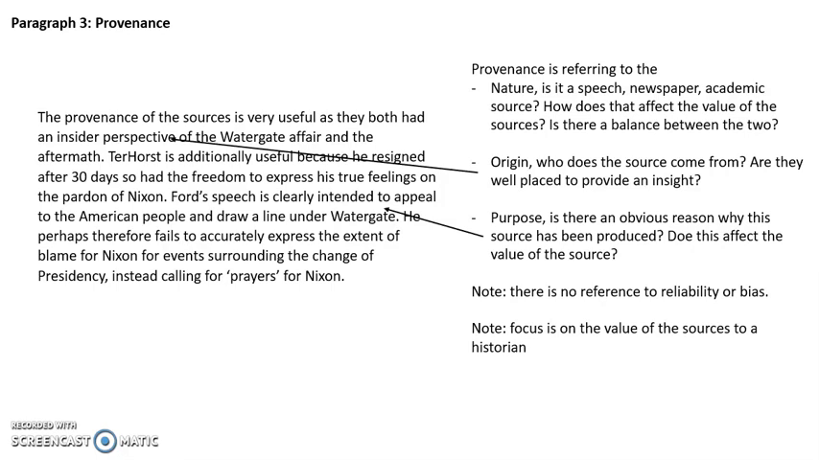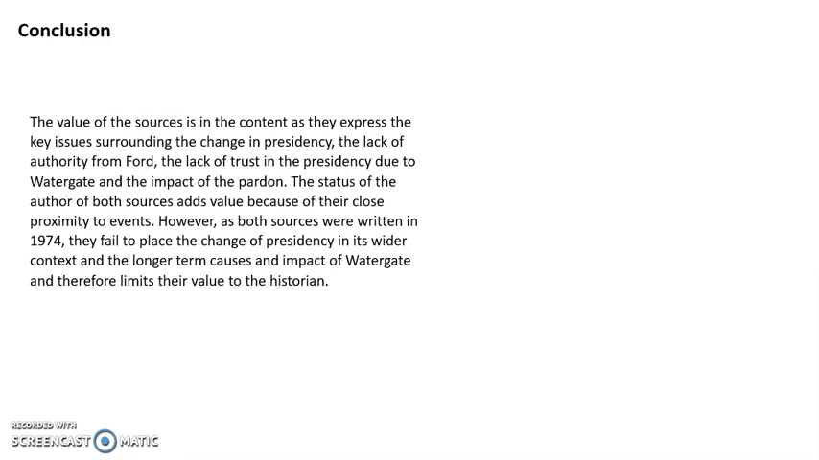So my final part of this essay is going to be my conclusion. So the value of the sources is in the content as they express the key issues surrounding the change of presidency. So I'm going to find some strengths of the sources together, and in this case I think it's the content, because they highlight the lack of authority, the lack of trust, and the impact of the pardon. The status of the authors also adds value because of their close proximity to the events.